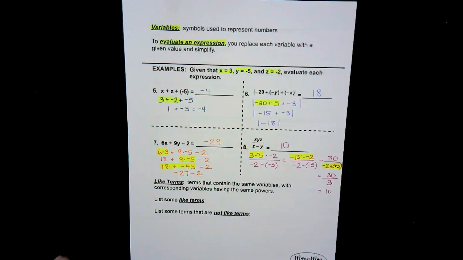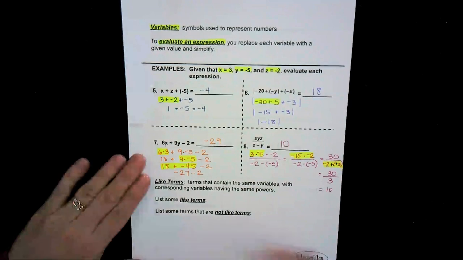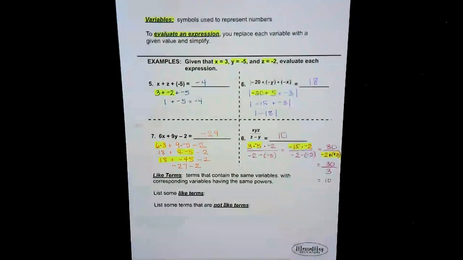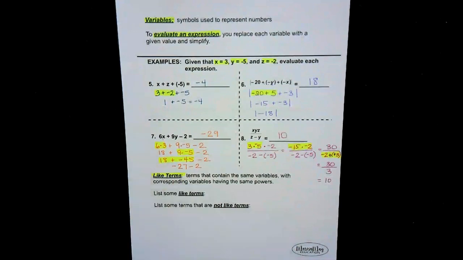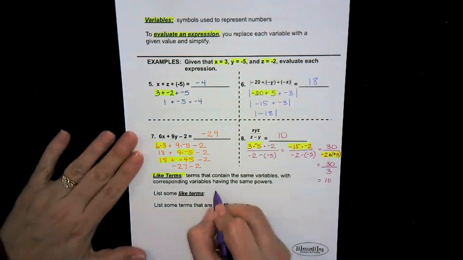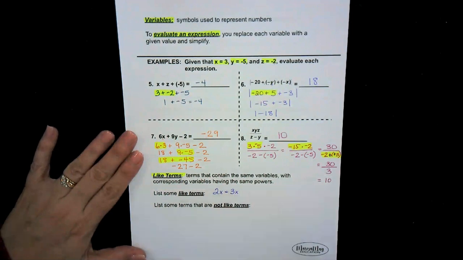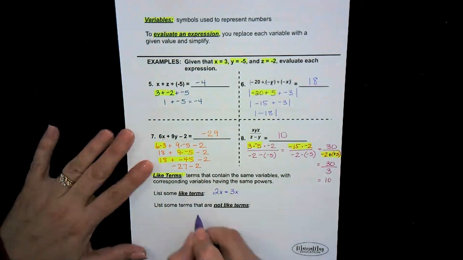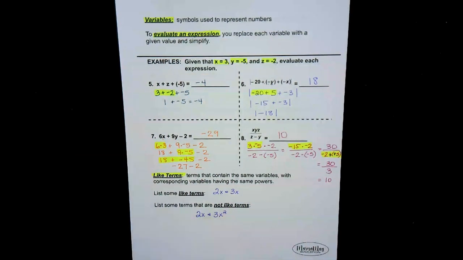All right, now we're moving pretty quickly through these. We have talked about the order of operations. We evaluated an expression. Now we want to talk about like terms. Now, like terms are terms that contain the same variable, and those variables have the same power. For instance, 2x and 3x would be like terms, but 2x and 3x squared would not be like terms. See how they have the same variable, but not the same exponent.